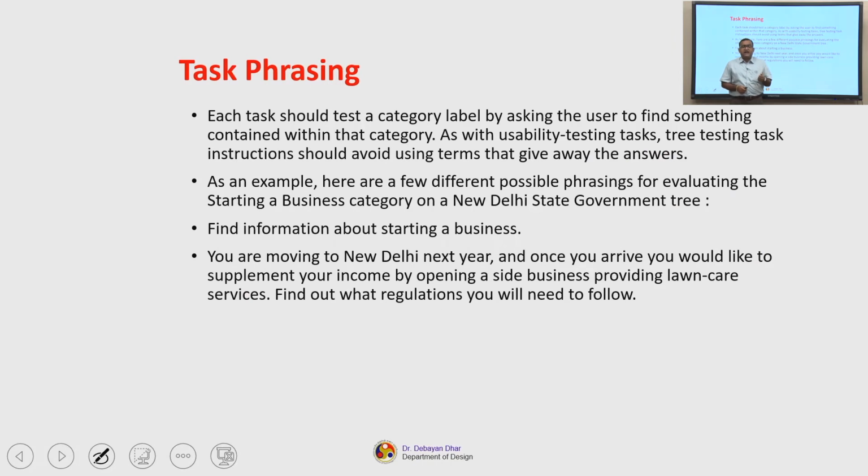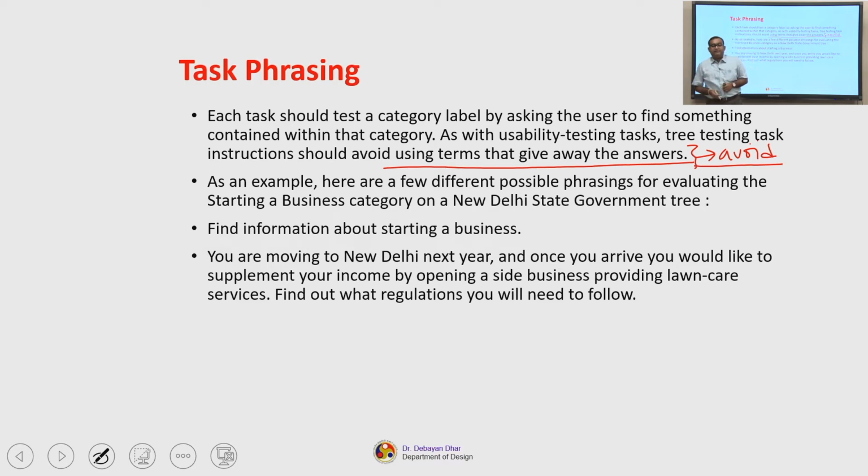Now, each task that you test should test a category label by asking the user to find something contained in that category. We will take an example here. As with the usability testing task, tree testing task instructions should avoid terms that give away the answers. Okay, avoid this.